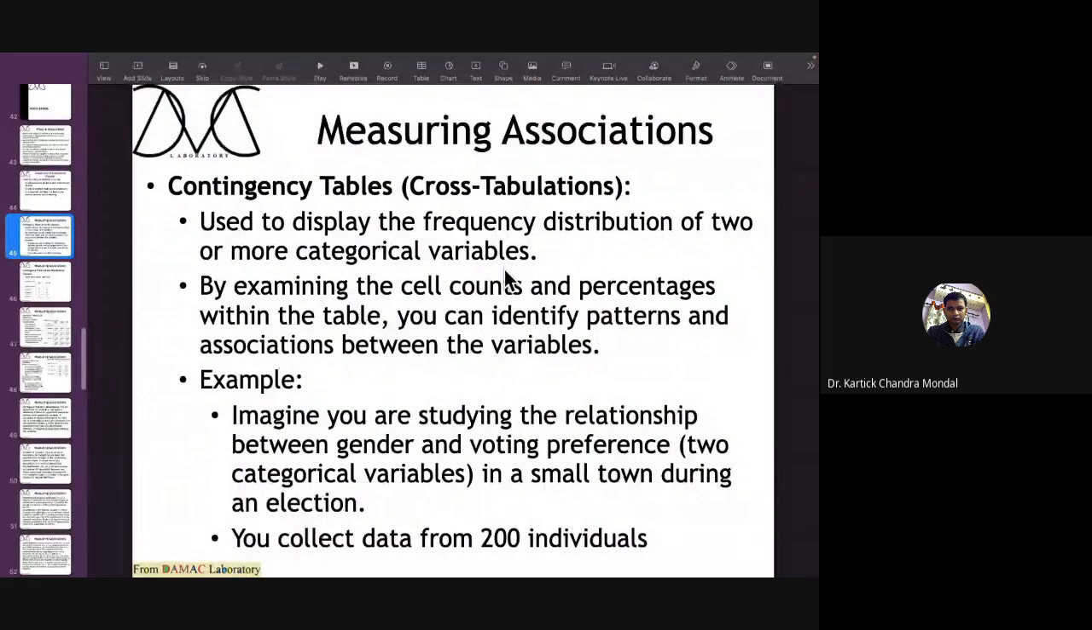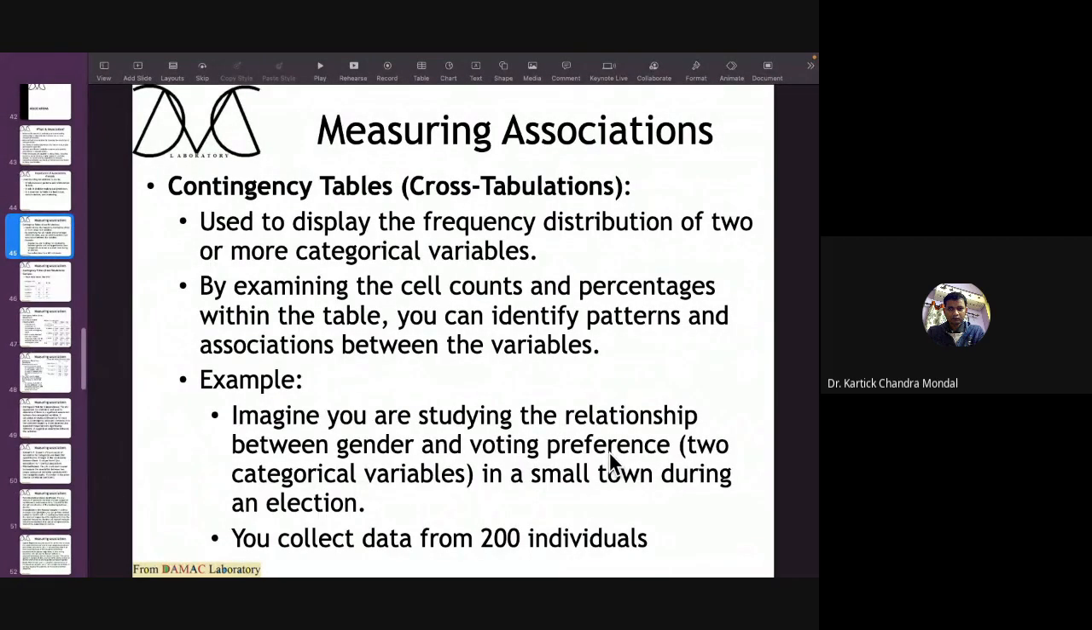But we will not analyze them because they will be more difficult to analyze and understand at the very beginning. So we will consider the very simple example of creating a contingency table by using two categorical attributes. By examining the cell count and the percentage within the table, you can identify patterns and association between the variables.